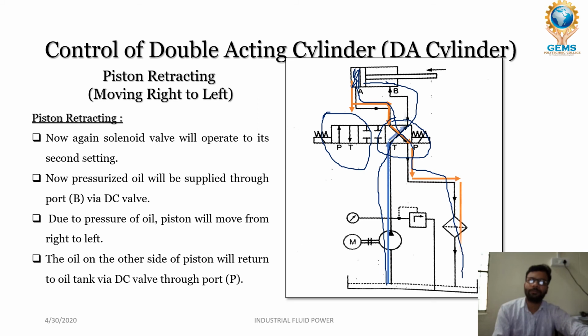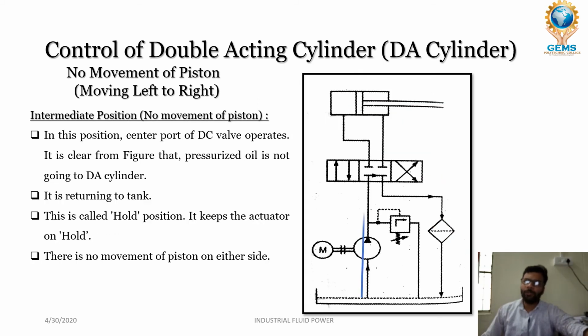Okay, now we are going to see the control of the double acting cylinder, that is the no movement position, no movement of the piston. This is also called the intermediate position. Okay, here it is a wait. Here we can see the center position. This is called the no motion. In this position, the center position of the DC valve operates.